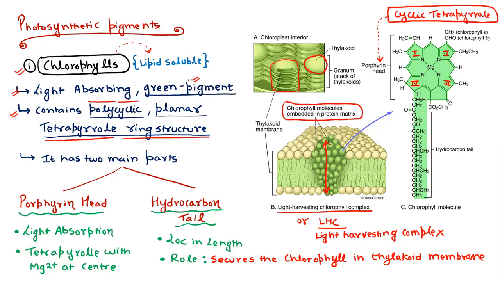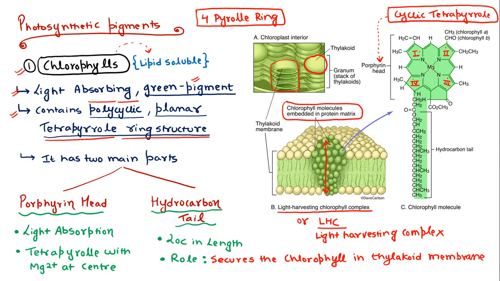What is the meaning of tetrapyrrole? Tetrapyrrole means four pyrrole rings. There are four pyrrole rings which are easily visible to us: ring number 1, ring number 2, ring number 3, and ring number 4. That's why it's called a tetrapyrrole. And remember, it's a cyclic tetrapyrrole, not a linear one, right? As you can easily see, these four pyrrole rings are arranged in a cyclic manner to form a cyclic structure.